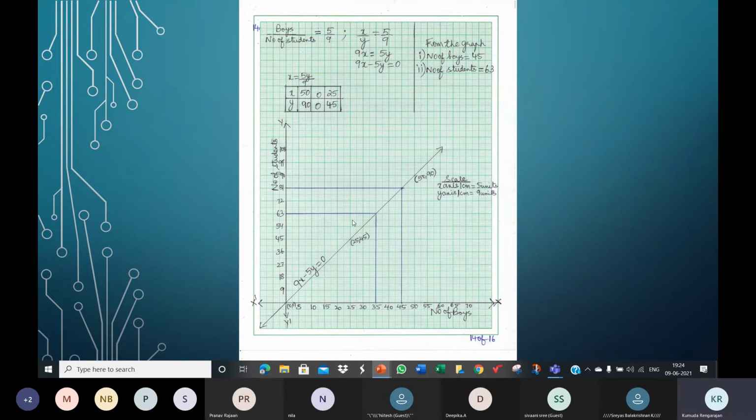So these parallel and perpendicular lines indicate that you have found these values from the graph. Actually, we have double checked them by working algebraically, but you need to show these parallel and perpendicular lines indicating that you've got these answers from the graph.